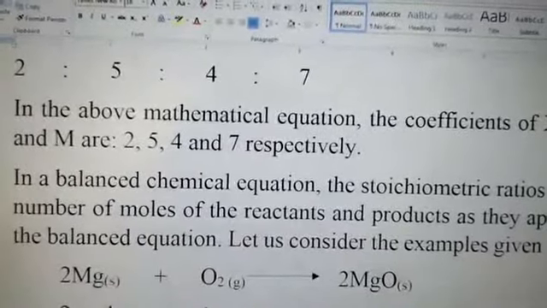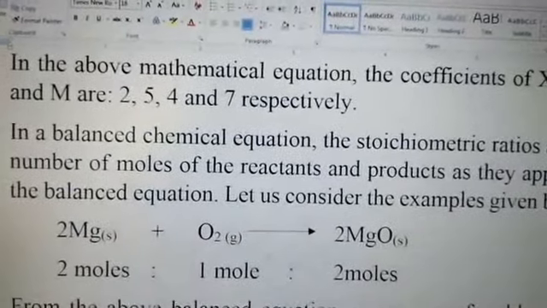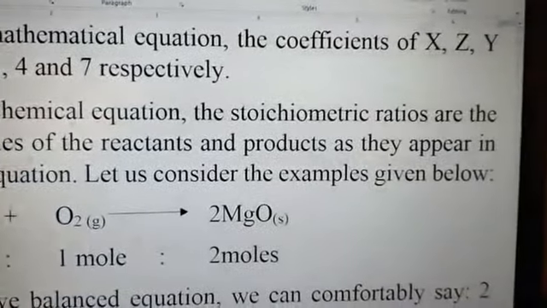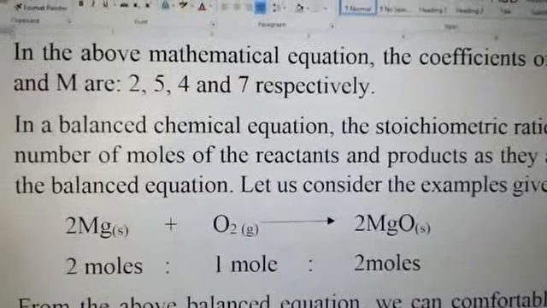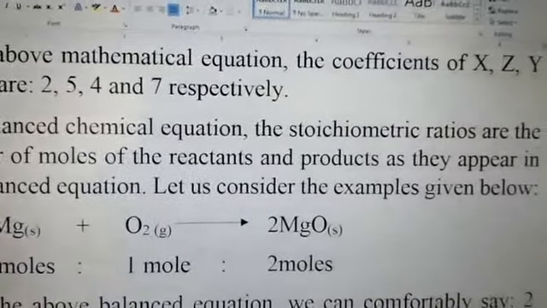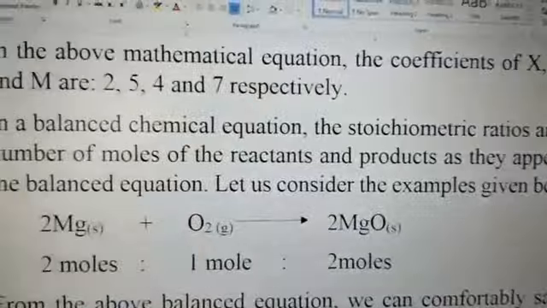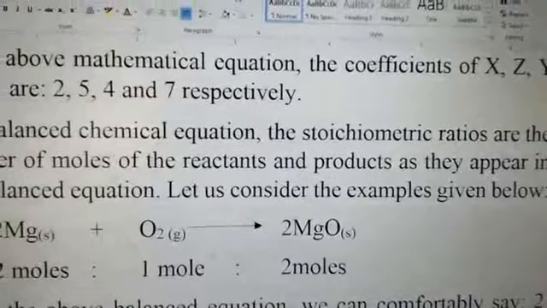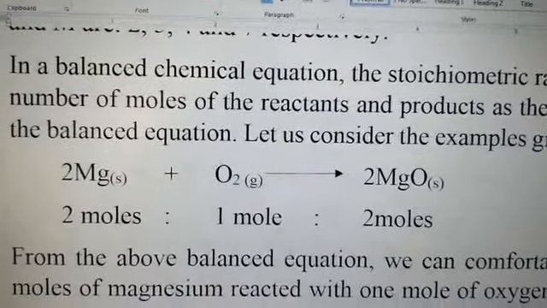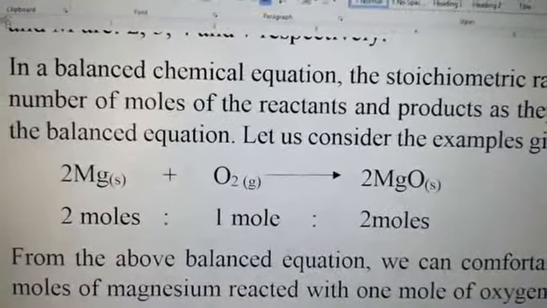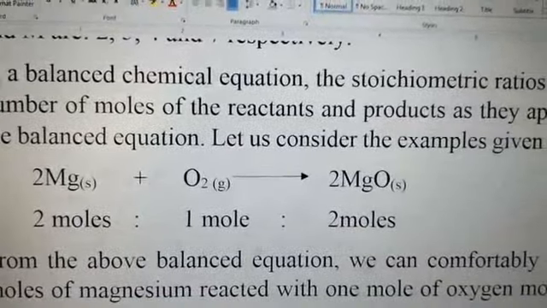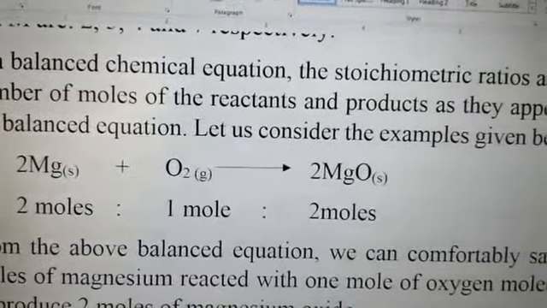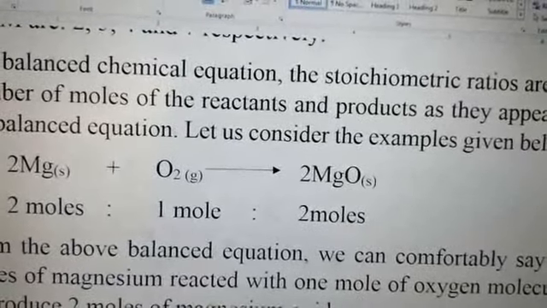So we now move to a balanced chemical equation. The stoichiometric ratios are the number of moles of the reactants and products as they appear in the balanced equation. So let us consider the example given below. Look at that chemical equation between magnesium and oxygen. Magnesium combined with oxygen gives us magnesium oxide: 2 moles of magnesium, 1 mole of oxygen molecule, and 2 moles of magnesium oxide.